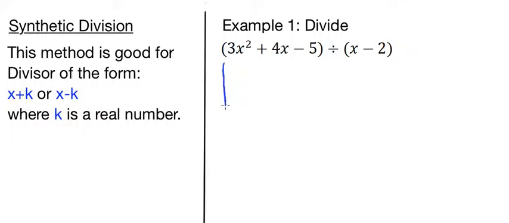you draw a vertical line followed by a horizontal line up to here, and on the top here you're gonna write the coefficients of the dividend, this polynomial. So 3, 4, minus 5. In the corner here, you're gonna write the opposite of this number. So here, this is the number negative 2. We're going to write the number 2, opposite.